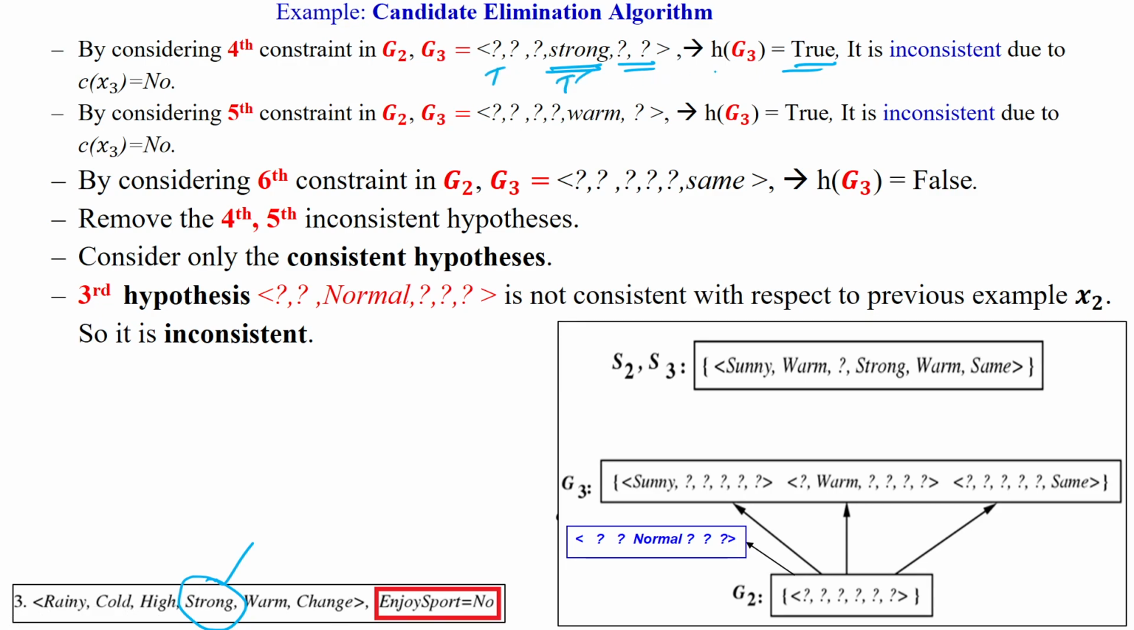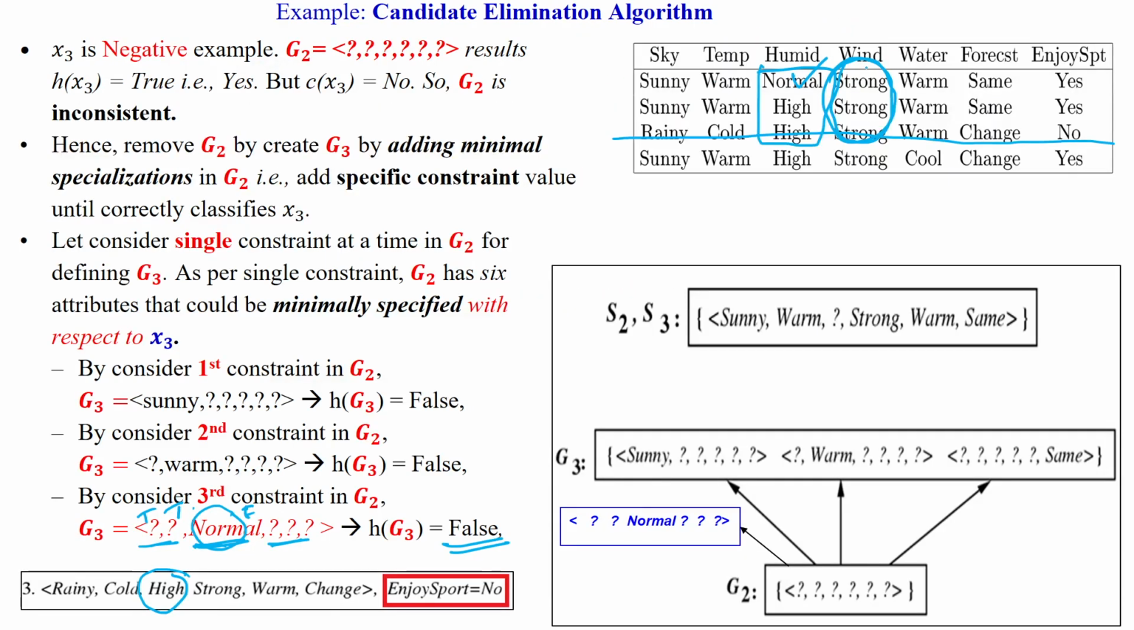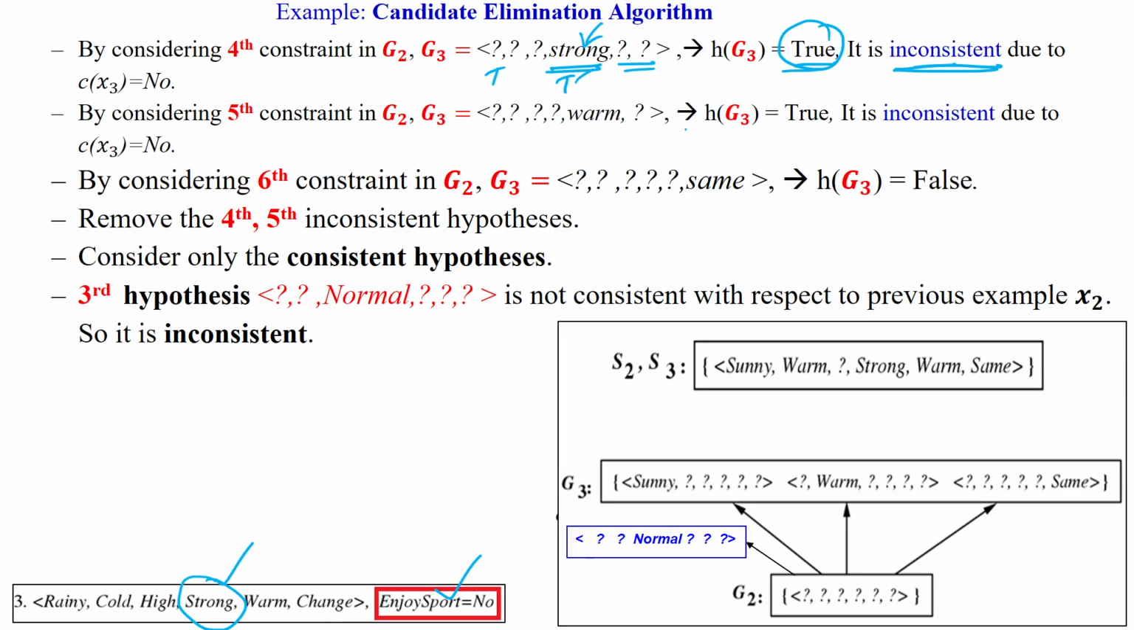This is also true, true will give you true. So here it is a true, but c of x3 is no, so it is inconsistent. Why are we unable to replace with another value? Because it does not have any other value in that attribute.